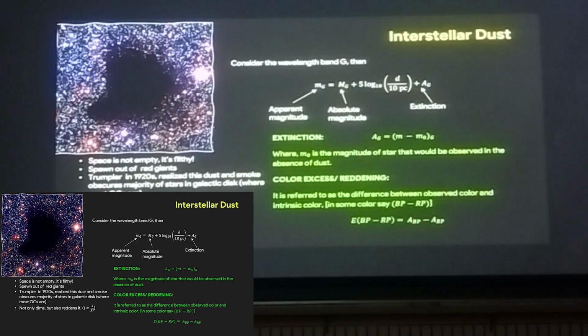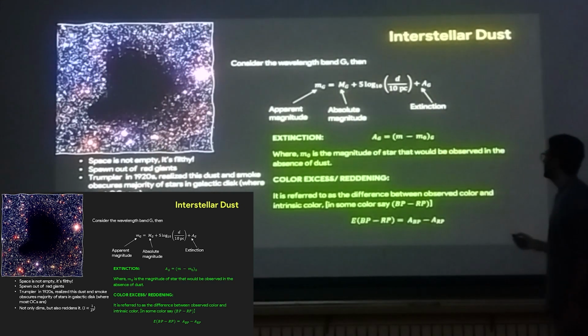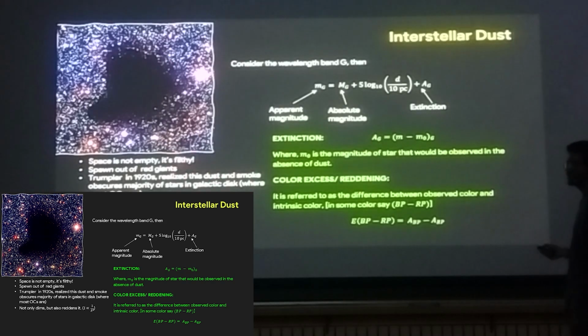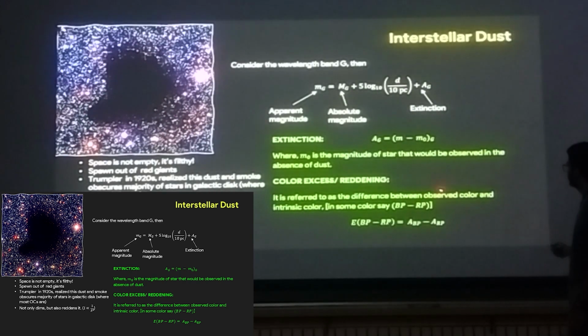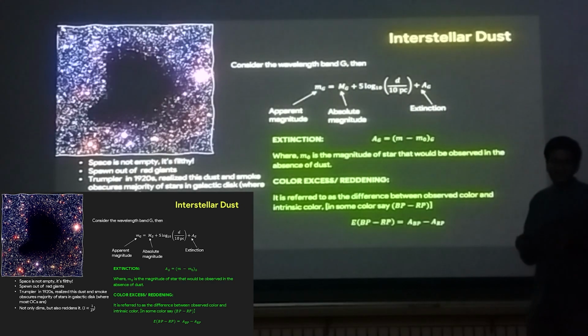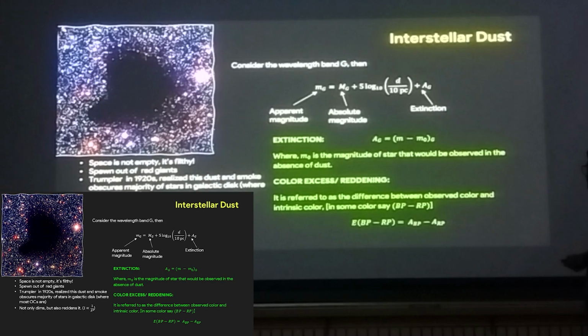Mathematically defining, A_G is nothing but the difference between the observed apparent magnitude that we see from the telescope and M0, which is a theoretical one, that would be observed in the absence of dust. And color excess or reddening is defined as the difference between the observed color and the intrinsic color. Intrinsic color is the one that would have been observed if there were no dust around in our line of sight.